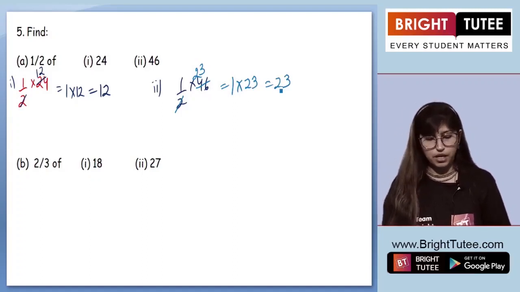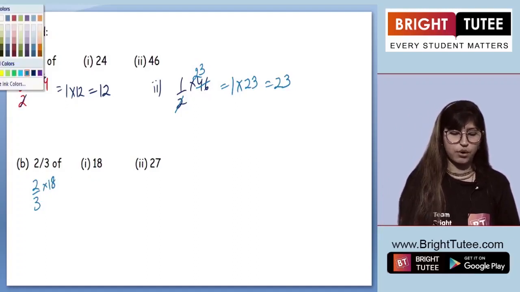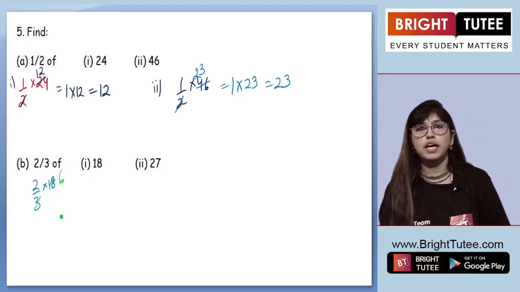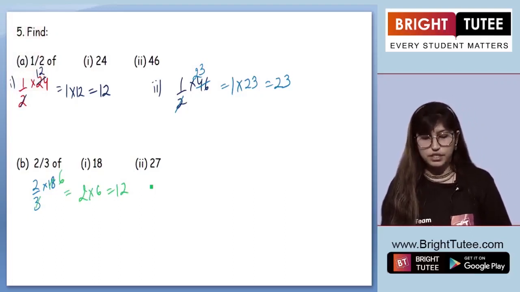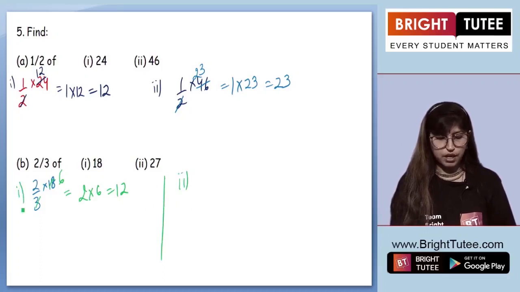Let's move on to B part now. Over here we have 2/3 of 18. Now can we cancel this out, 3 and 18? Yes, we can, because 3 times 6 is 18. Now we have 2 times 6, which is 12. So 2/3 of 18 will be 12. Let's move on to the second part now.